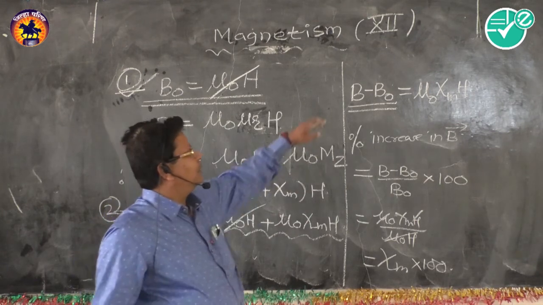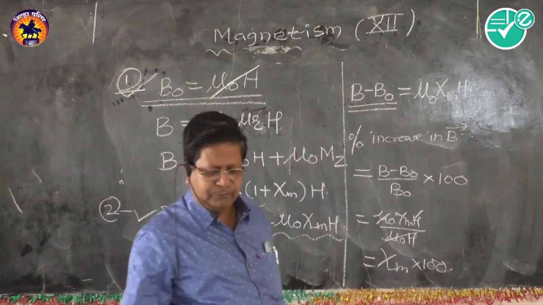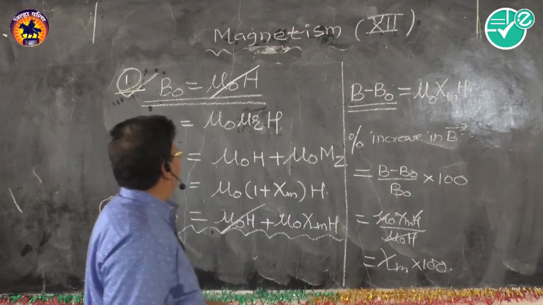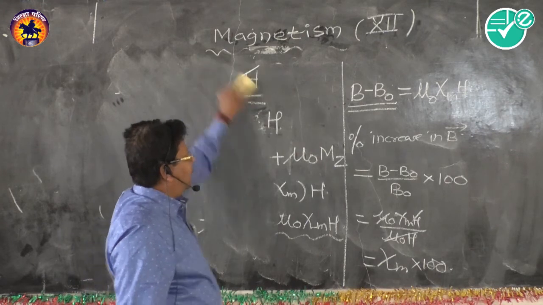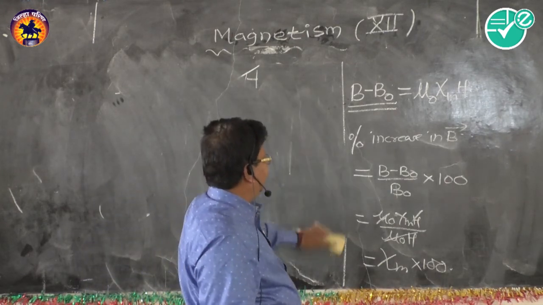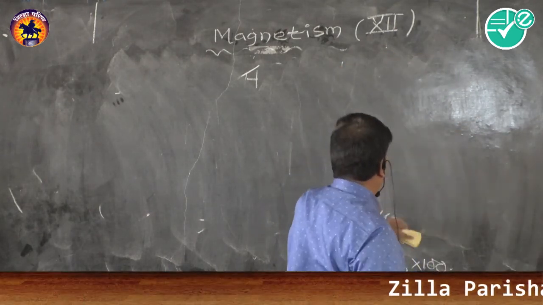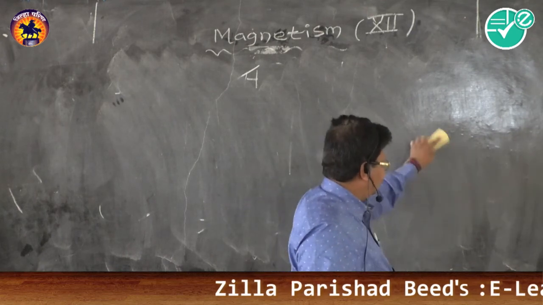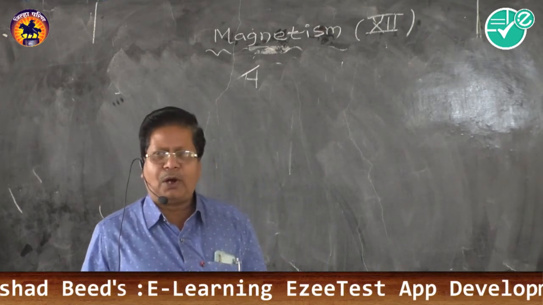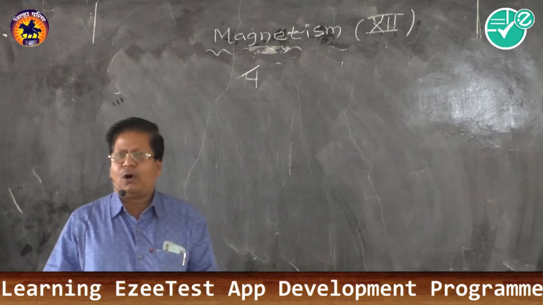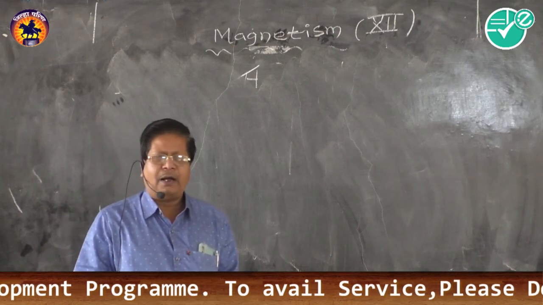So this formula is very useful while solving numericals or while solving MCQs on this article. So the percentage increase in the magnetic field is given by the formula: percentage increase in magnetic field is equal to B minus B0 divided by B0 multiplied by 100, which comes out to be chi m into 100. So this is all about the article magnetization of ferromagnetic material with the help of iron core.